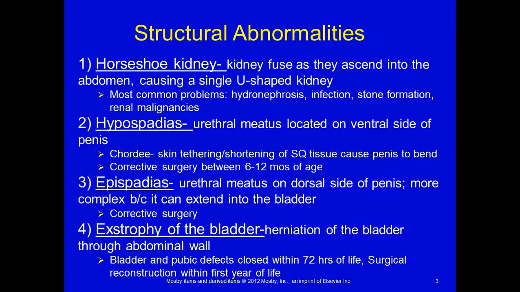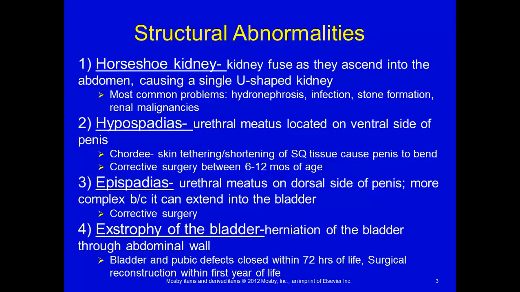Oftentimes, not only just the pure hypospadias, but also if there's a chordae associated with it, corrective surgery is usually done to put the urethral opening in the correct anatomical spot between about 6 to 12 months of age. So that's the classical way hypospadias is taken care of and evolves.